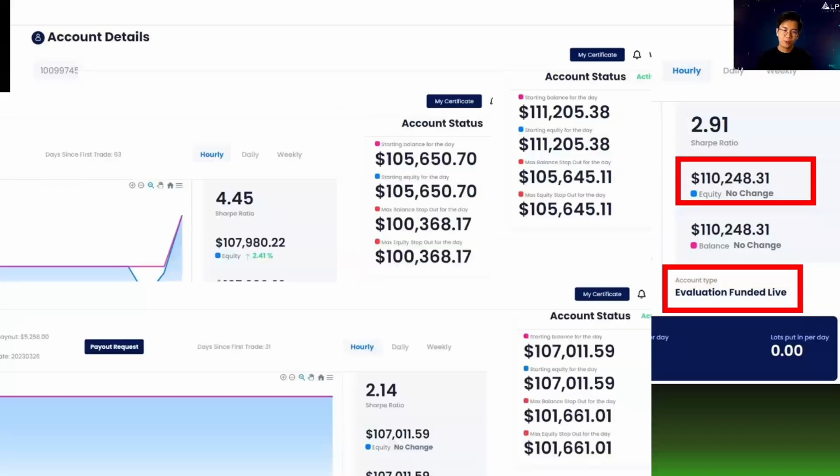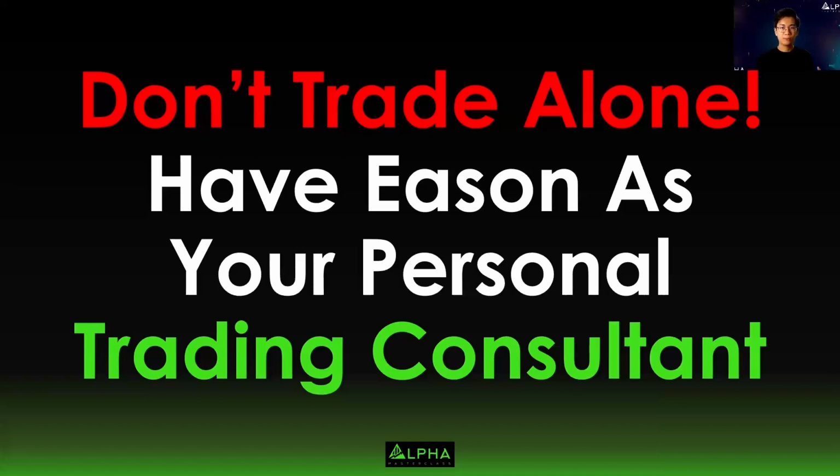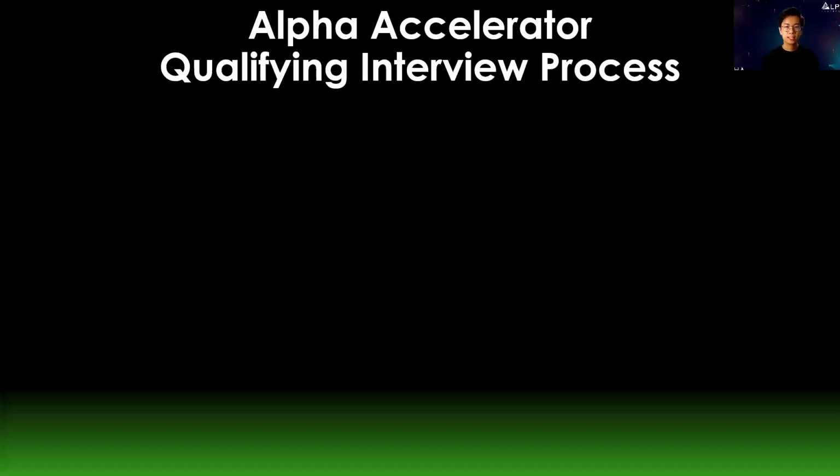And imagine you just need to profit 1 or 2% from a prop firm account, you can literally retire using prop firm money. So again, you know what the most painful thing is: trading alone in the market. So as I said, don't trade alone, and have Ethan as your personal trading consultant, and we will guide you through the entire process. For your information, I am not going to accept everyone into this program because I have to make sure that you are the right person.